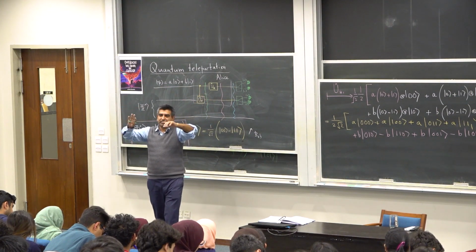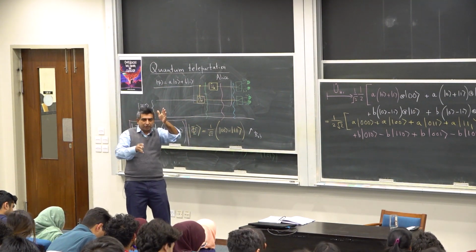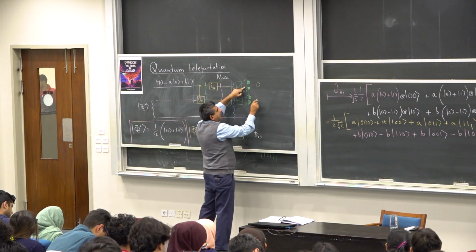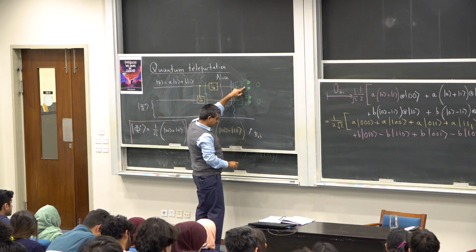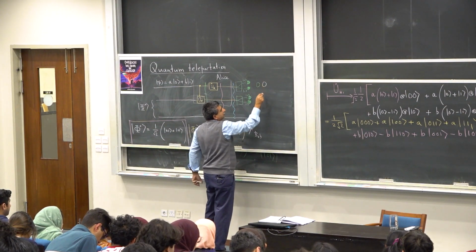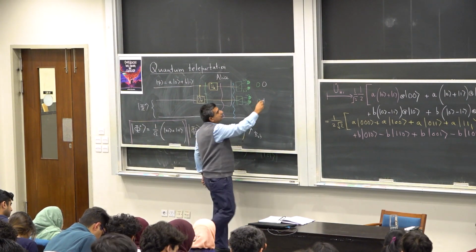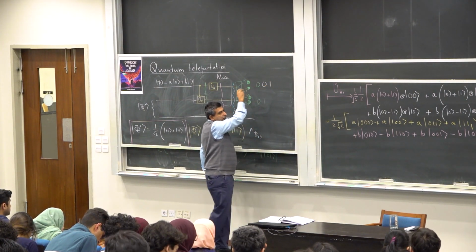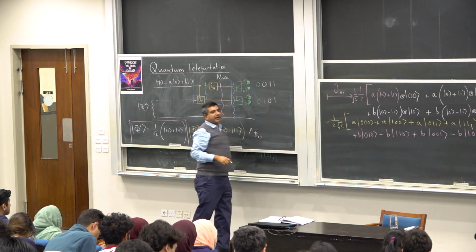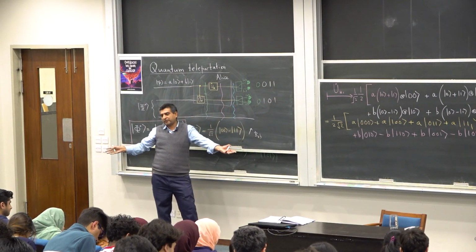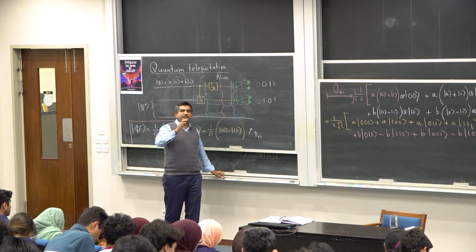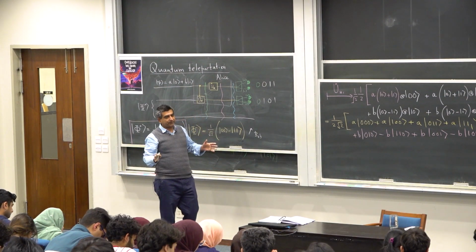What are those 4 possibilities? 0 0, 0 1, 1 0, 1 1. So this could be 0 and this could be 0. This is the first possibility. The second possibility is that this could be 0 and this could be 1. The third possibility is that Alice could get 1 on the first qubit and 0 on the second qubit, or Alice could get 1 on both of her qubits. So now she does a measurement of her 2 qubits.